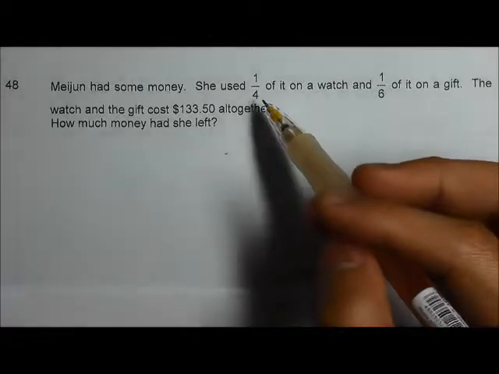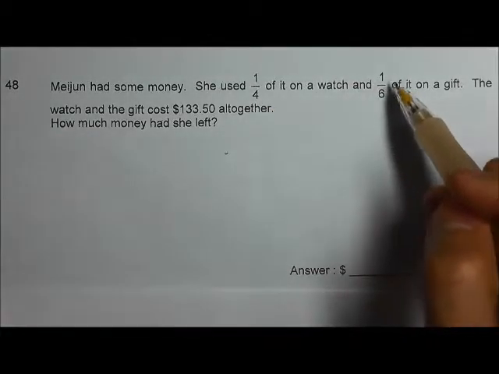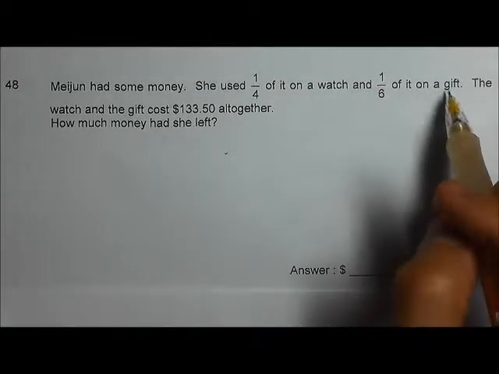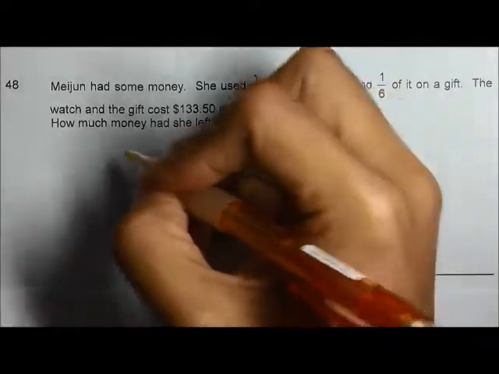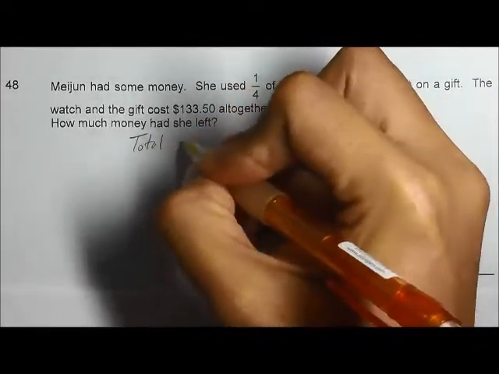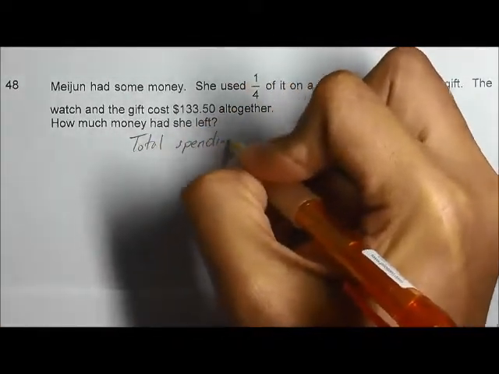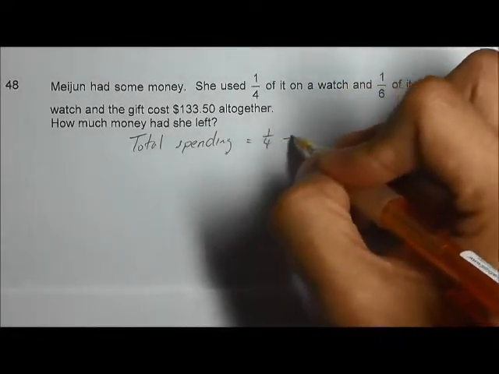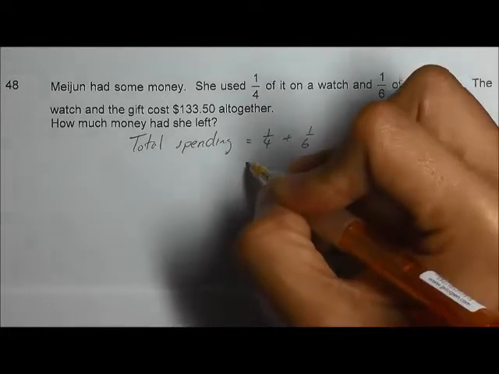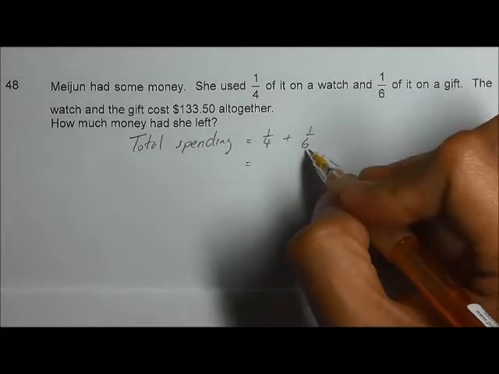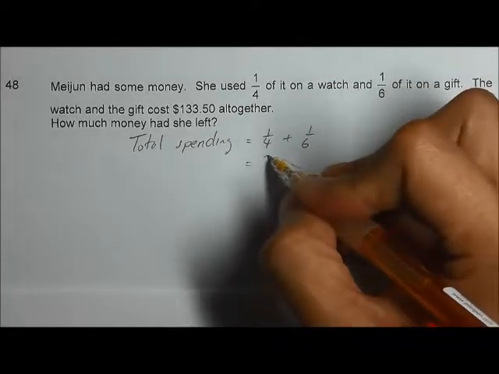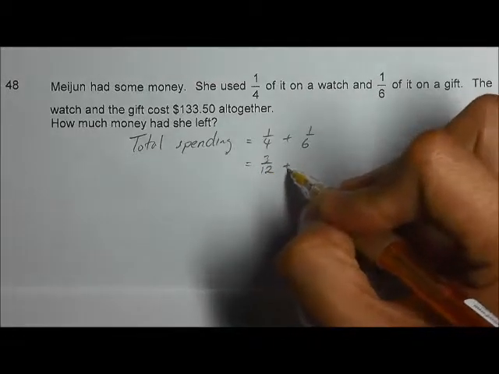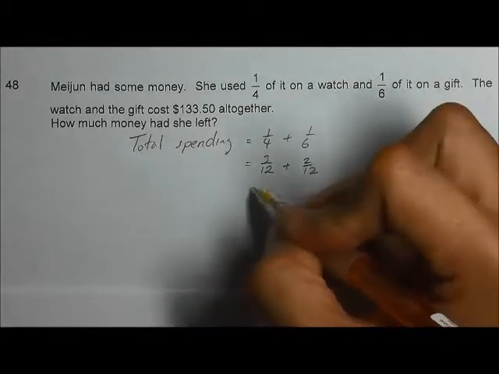Mei-Jin spent 1/4 of her money on a watch and 1/6 of her money on a gift. So her total spending in terms of fraction will be 1/4 plus 1/6. Okay, we change the denominator to the same number. That will be 3/12 plus 2/12.